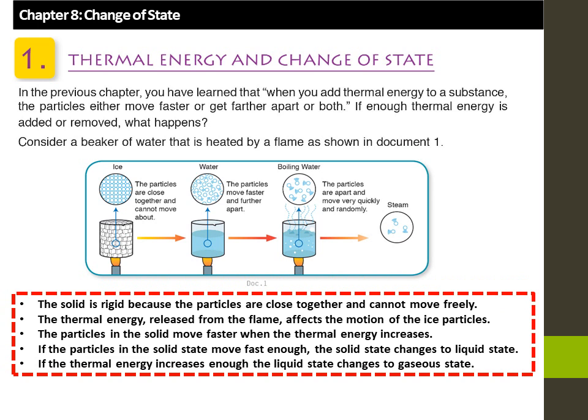The solid is rigid because the particles are close together and cannot move freely. The thermal energy released from the flame affects the motion of the ice particles. The particles in the solid move faster when the thermal energy increases. If the particles in the solid state move fast enough, the solid state changes to liquid state. If the thermal energy increases enough, the liquid state changes to gaseous state.